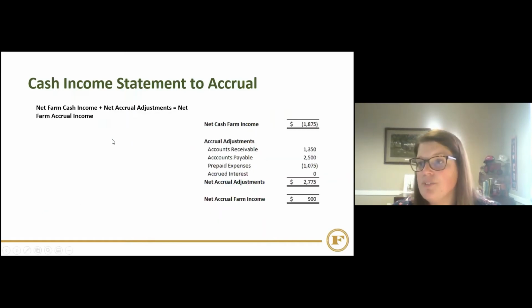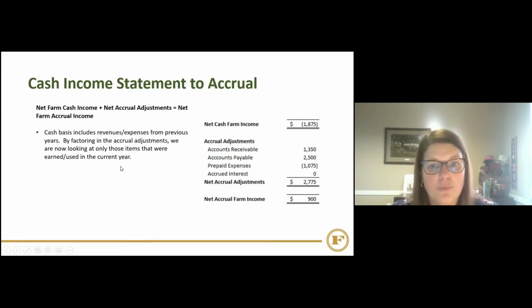So let's take a look at the final product here. We're not quite done yet, but we will get there in a minute. So we have your net cash farm income. We had it at negative 1,875, if you remember. Now we're going to factor in the accruals we did on the previous slide.